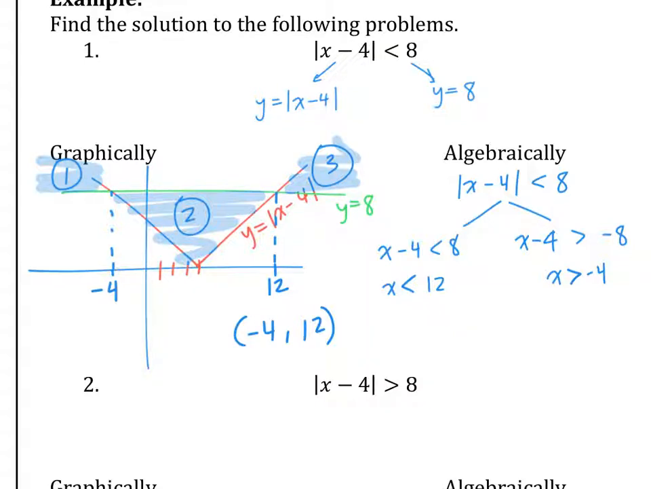Let's look at the exact same problem, except this time we're going to switch that sign. Instead of a less than, we're going to make it greater than. So it's the exact same graph, but now we're looking at which part of the absolute value graph is above the line equal to 8. So which intervals will this graph be above y equals 8? 1, 2, or 3? 1 and 3. Okay, 1 and 3 are both above, 2 is below.